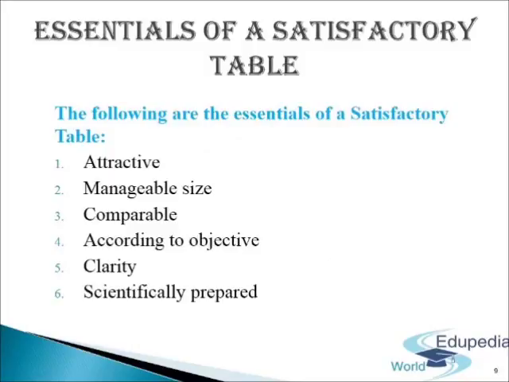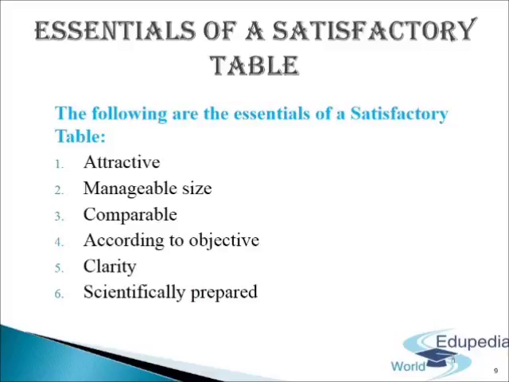Essentials of a satisfactory table. The following are the essentials of a satisfactory table. First, attractive. A table should be attractive to draw the attention of readers. To make it so, care should be taken in determining its size, proportion of columns and rows, writing of figures, etc. Second, manageable size. The size of the table should be neither too big nor too small.